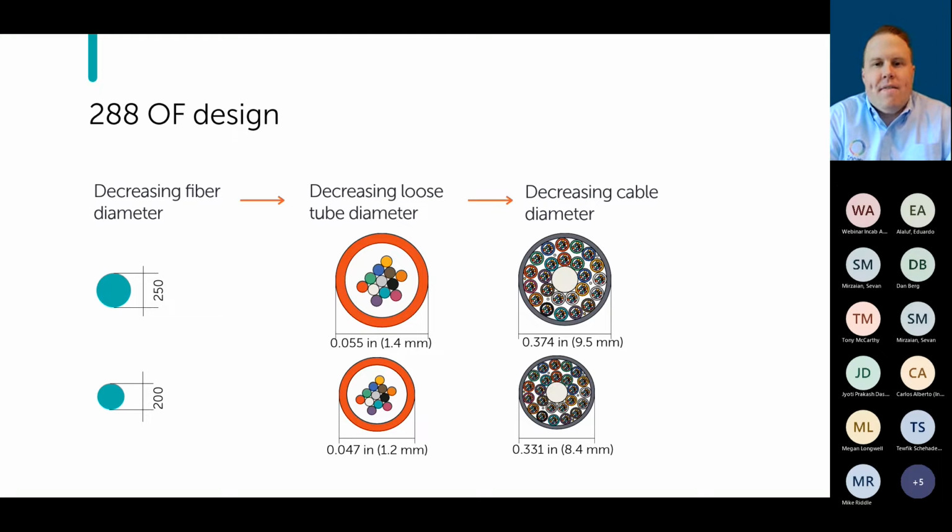So on a 288 fiber design, just by going to a 200 micron fiber, we're going to drop the outer diameter from a 0.374 to a 0.331. And from there, you can continue to imagine, if you're needing to run a 432 fiber cable, and you need to continue to ramp up and you're limited for space, this really just gives you another option of which way to go with the network.